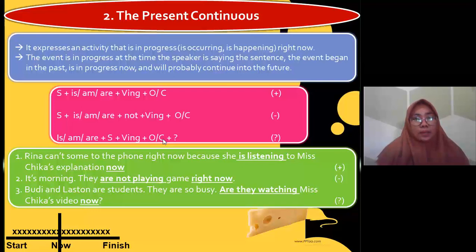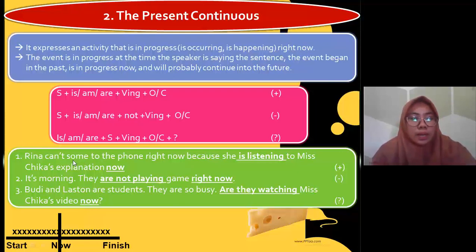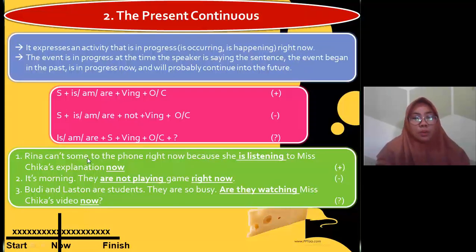So, for example, like here: Rina can't come to the phone right now because she is listening to Miss Chika's explanation now. Sorry, here it is come, not some; I made a typo. So we can see that this sentence uses the present continuous, because Rina is listening to Miss Chika's explanation now.